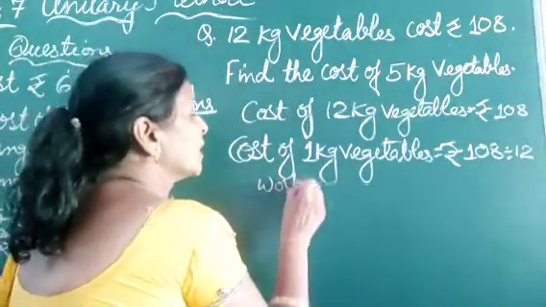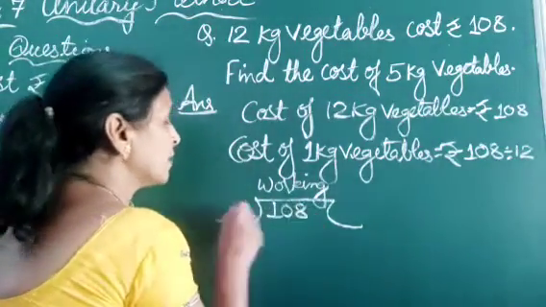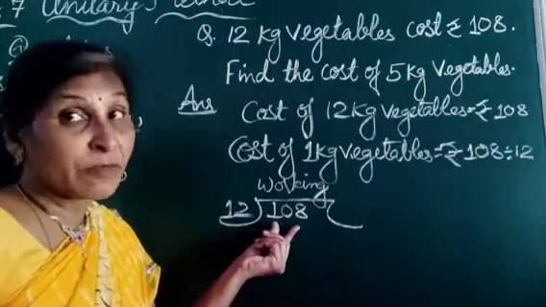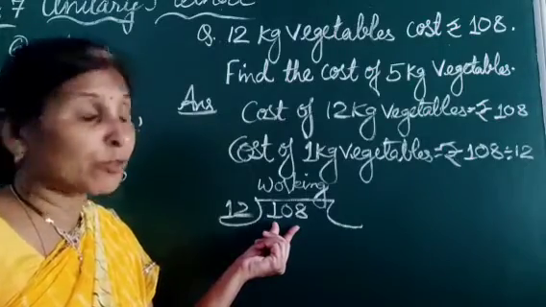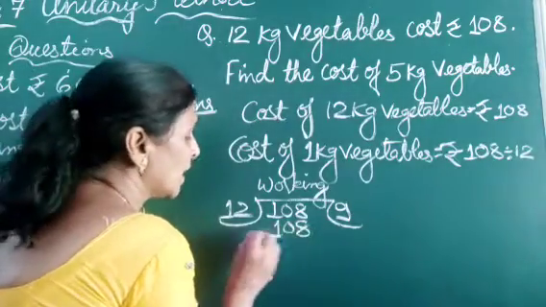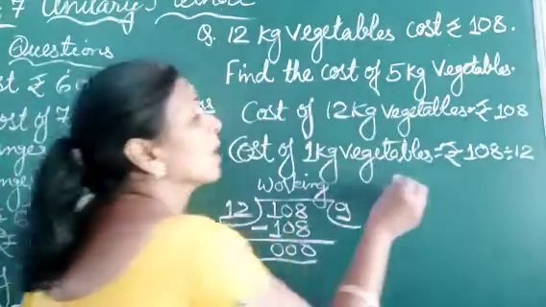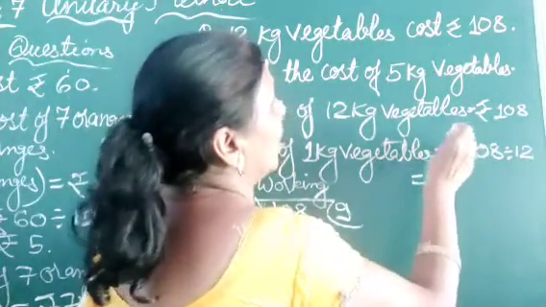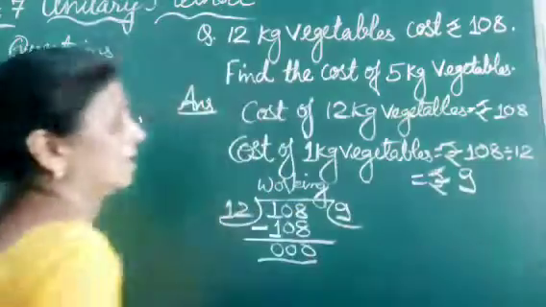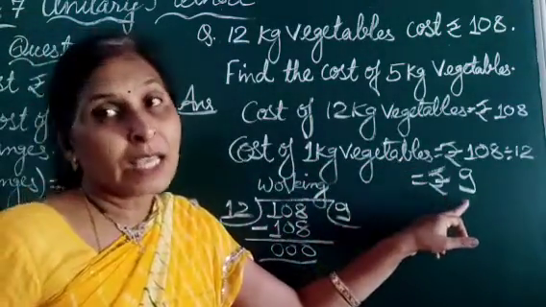Now we do the working here. 108 is divided by 12. We know the table of 12. How many times does 108 come in the table of 12? That is 9 times. 12 nines are 108. We write here rupees 9. Cost of 1 kg vegetables is rupees 9.